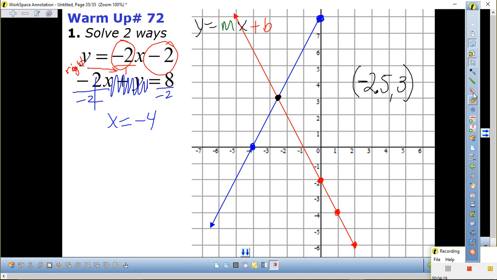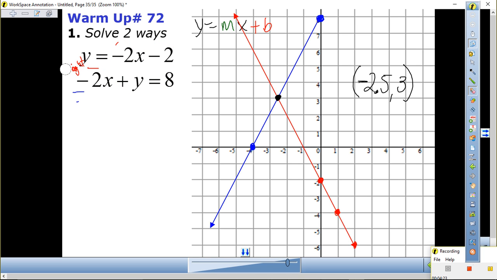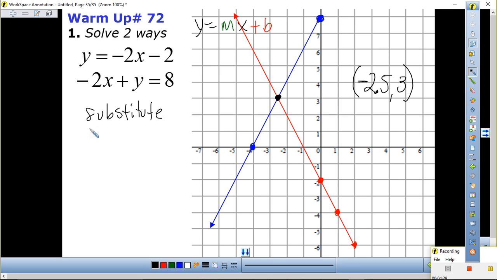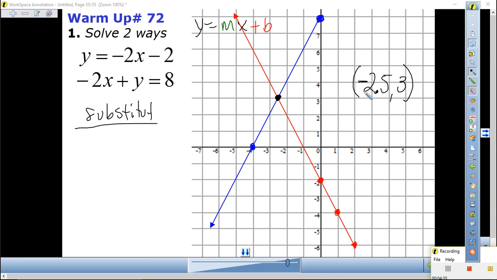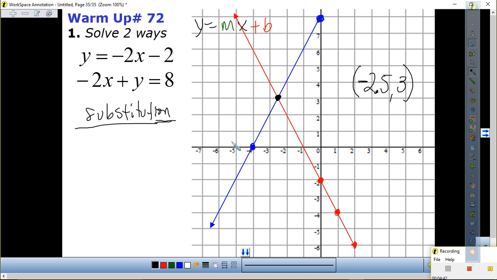So the first method was graphing. Second method, let's look at it. The second method is known as what? Substitution. Tell your neighbor why it's called substitution. Because you substitute the variable. All right. So substitution because we substitute one equation into the second, right?